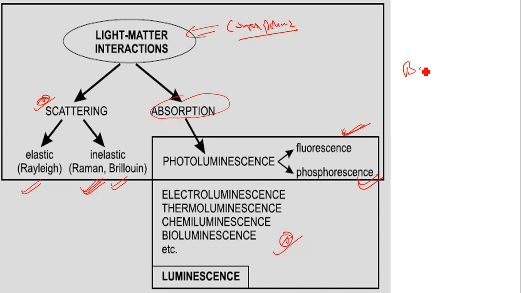This is only for your basic knowledge of how light and matter interaction can follow scattering and absorbance, elastic and inelastic, Rayleigh line, Raman line, fluorescence and phosphorescence. So you should have an idea about light and matter interaction. Scattering and absorbance can be classified further. So now let us understand the Jablonski diagram.